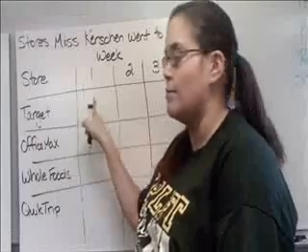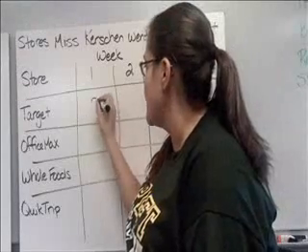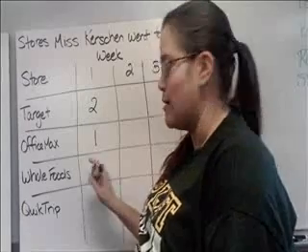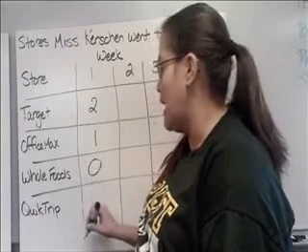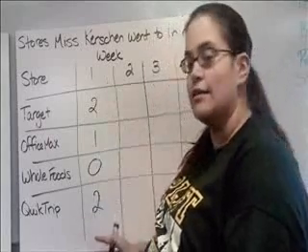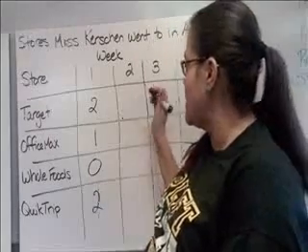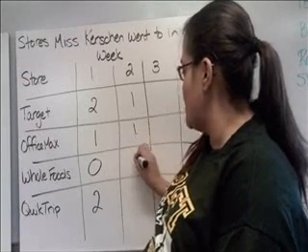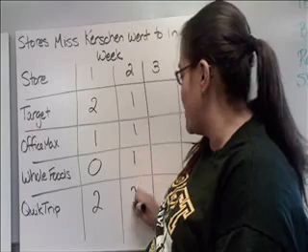So during week 1, I went to Target twice. I went to OfficeMax once. I didn't go to Whole Foods that week. I went to Quick Trip twice. So you would write that down during week 1. Week 2, I went to Target once. I went to OfficeMax once. I went to Whole Foods once. And I went to Quick Trip twice.